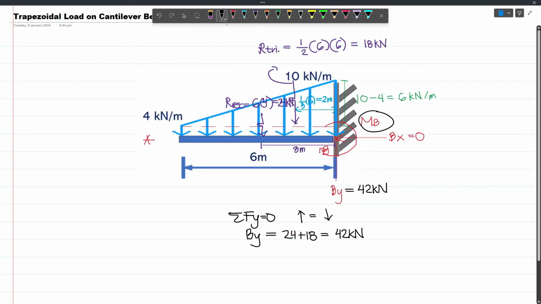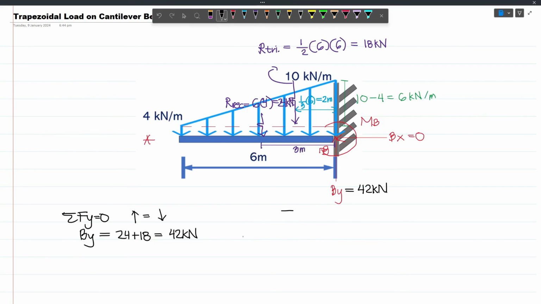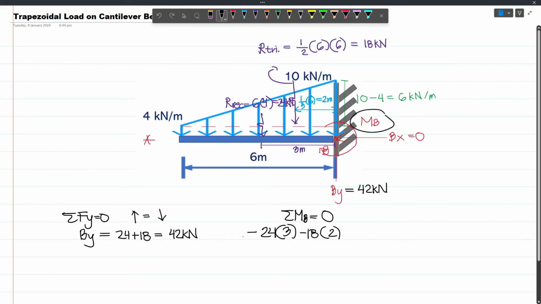And then to get MB, we will just sum up moments about B. This should be 0. So first, let's consider the rectangular load. That force is 24, and it will cause a counterclockwise rotation about B. Because if you are holding this one and you apply a downward force here, our beam will rotate counterclockwise. So this is actually minus, multiplied by the moment arm, which is 3 meters. Next, we have 18 kN, and that will also be minus, multiplied by the moment arm, which is 2 meters. And then we have MB, which in our assumption is clockwise, so that will be plus MB. And this should be equal to 0.